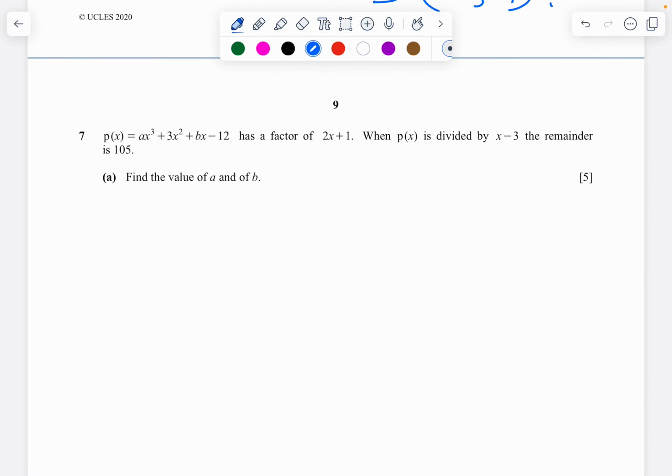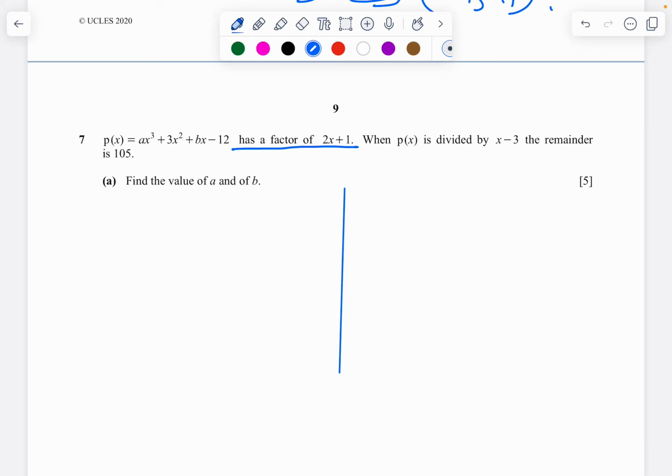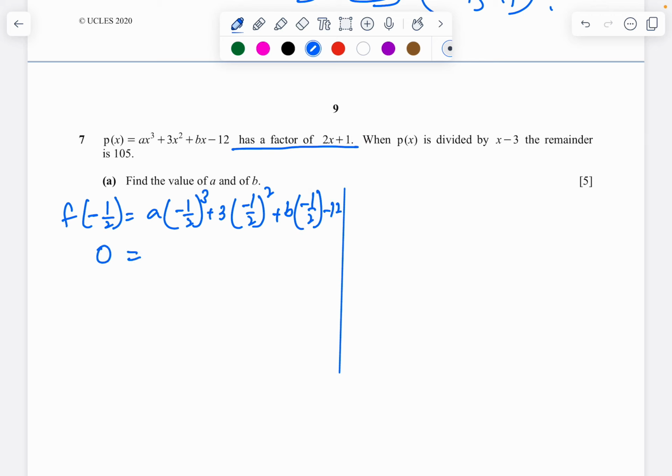Then the polynomials again, polynomial question. P of x, the equation given, has a factor. So this is a factor. So first I will write it as f of negative 1 over 2 is equal to a times 1 over 2 whole cube plus 3 times negative 1 over 2 whole square plus b times negative 1 over 2 minus 12 is equal to 0.